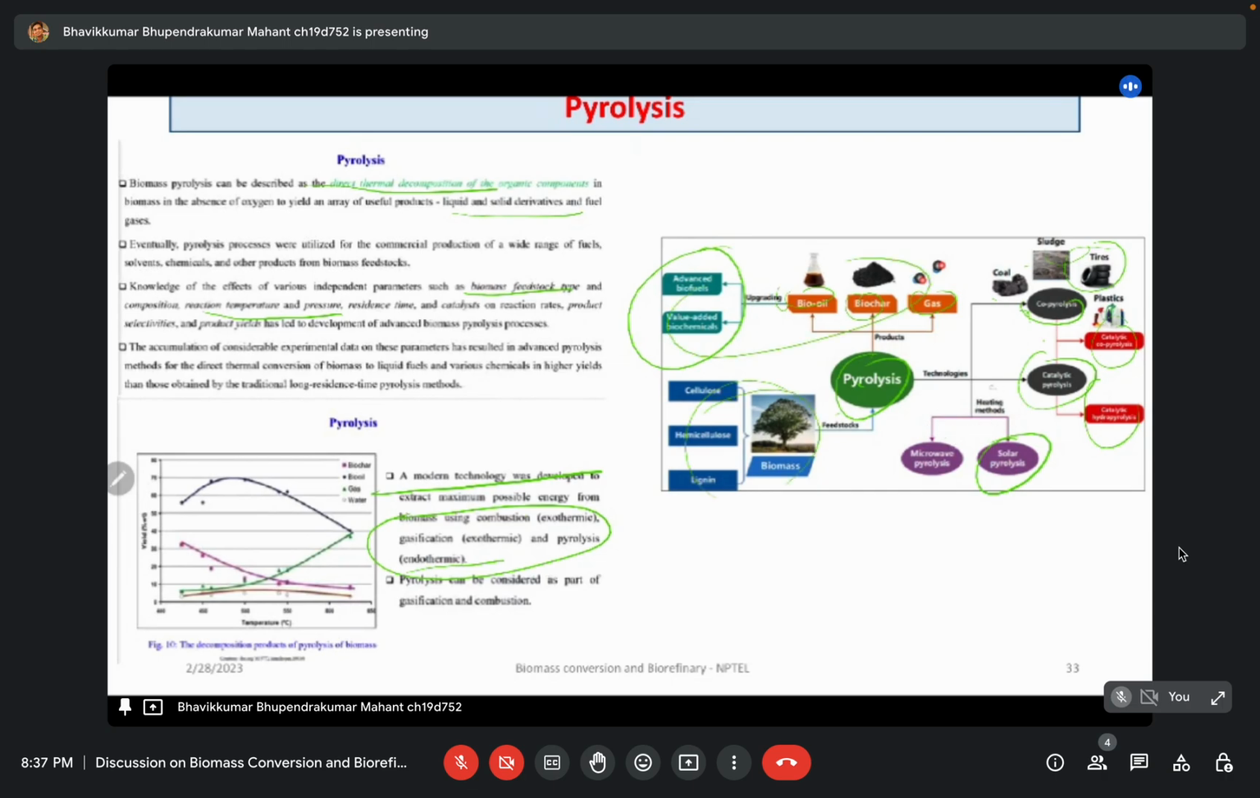And if you want to understand how we can achieve the higher temperature, one is you can go for the microwave. So from the microwave, it's a microwave pyrolysis, and if you use solar pyrolysis, that is a much more renewable and futuristic option.